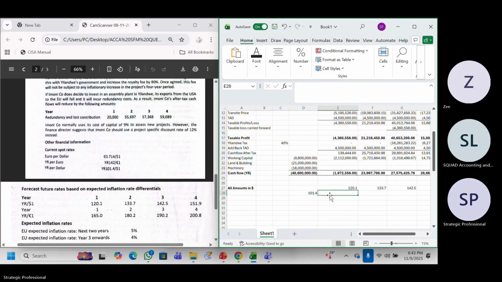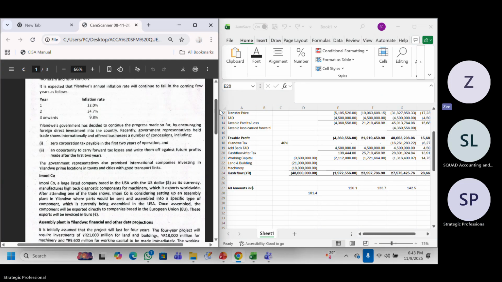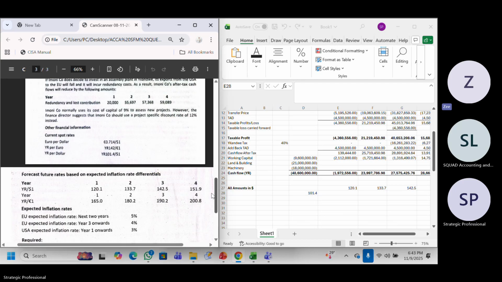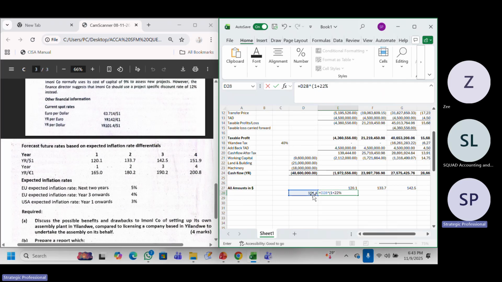It equals 101.4 times one plus the Yolande inflation rate, 22%, divided by one plus the US inflation rate, 1.03. So I would have done this multiplied by 1 plus 22%, divided by 1 plus 3%, right? And I'll bracket everything.